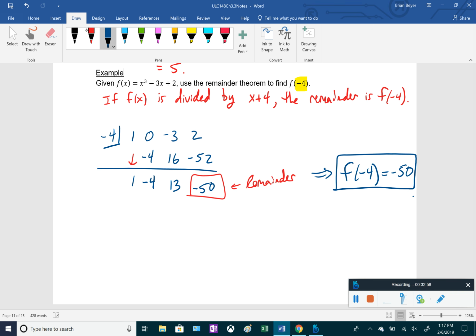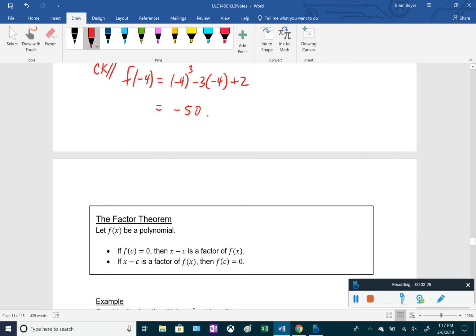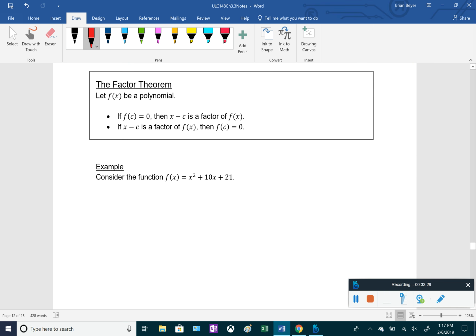Thanks to the remainder theorem. Once again, we can check our answer. We can evaluate f of -4 by plugging in a -4: -4 cubed minus 3 times -4 plus 2. Evaluate all that, we should get -50. Okay, so that's the remainder theorem. In this case so far, it helped us evaluate a function at a given value for x. So the next thing is the factor theorem.